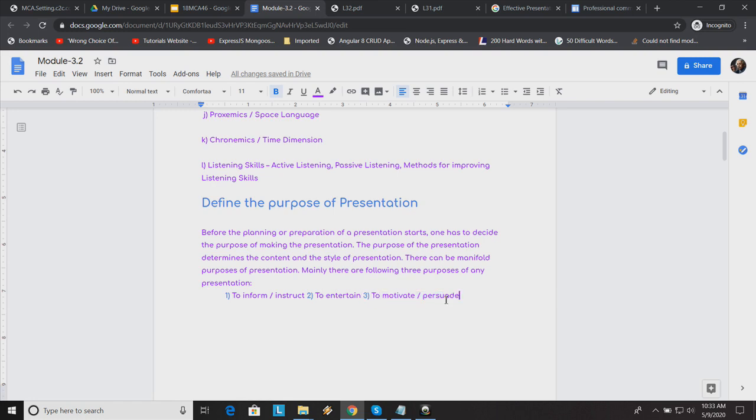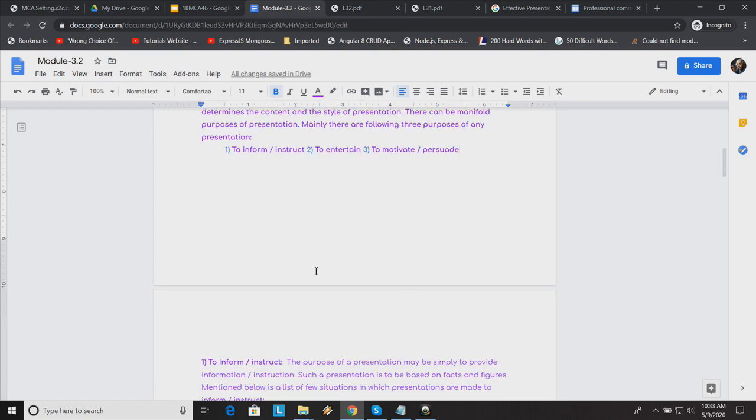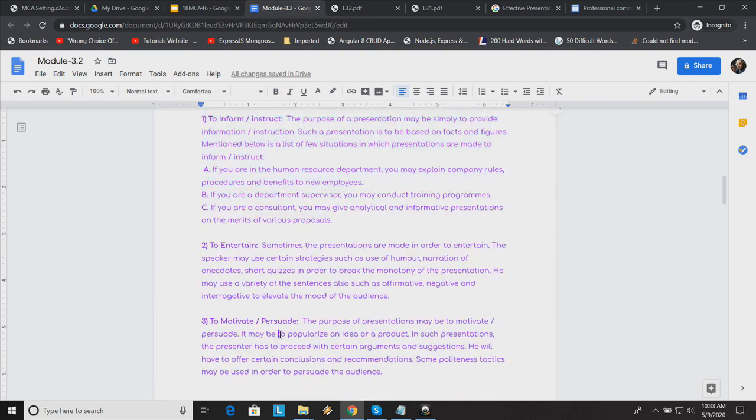Then there is to motivate or persuade. A motivational speaker, in front of a mass audience, tries to present how to motivate them, with encouragement or persuasion. In this form we can also take the example of selling a product. In order to sell a product to a much larger audience, we can use this kind of presentation. So the same explanation is given here.